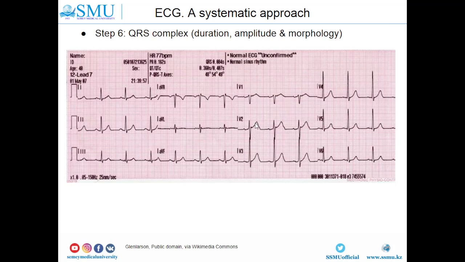We can also detect that there is R wave progression in the precordial leads. It means that the height of the R waves will be the smallest in V1, and then it will increase and reach its maximum point at V4.